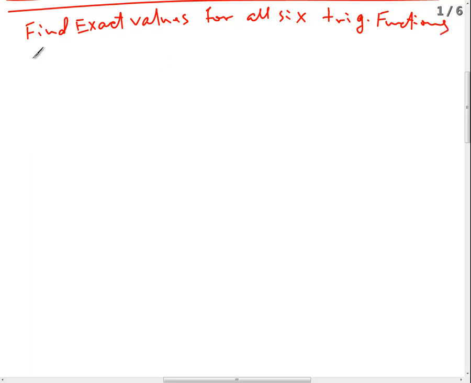And let's say that we have to find exact values for all 6 trigonometric functions for, let me just check something here real quick. Okay, actually, yeah, for 750 degrees.